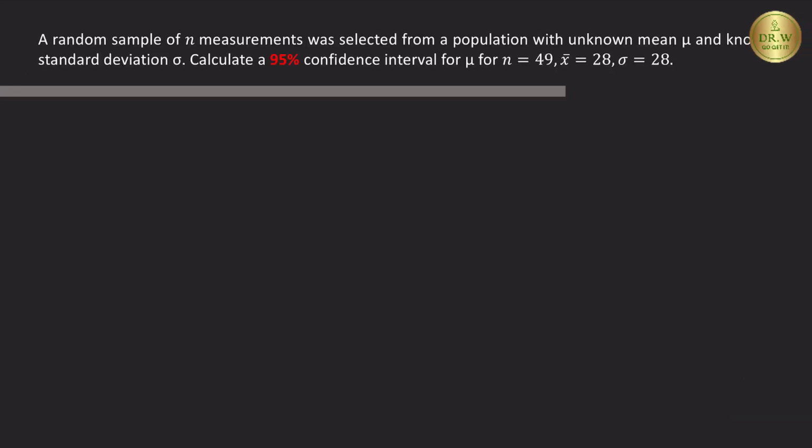Chapter 16, Confidence Intervals. First, let me explain this example. A random sample of n measurements was selected from a population with unknown mean and known standard deviation. Calculate a 95% confidence interval for mu for n equal 49, x bar equal 28, sigma equal 28. What is the confidence interval?